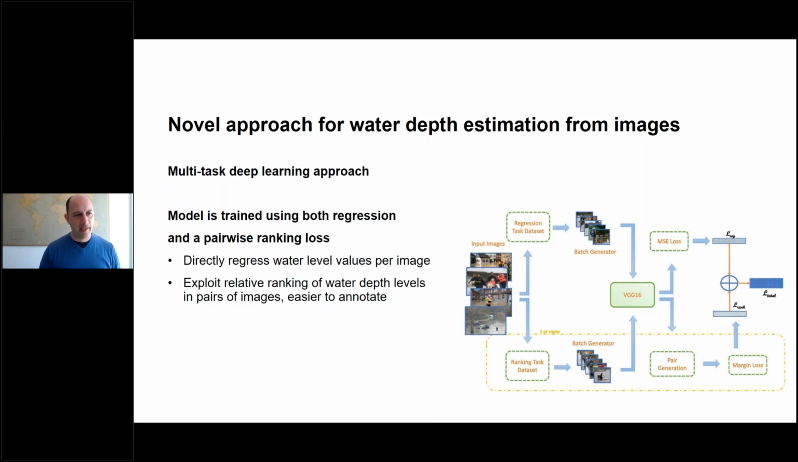When we have the ranking, it's a pairwise ranking loss. We just basically provide to this trained model 2 images, one with less water in the image, one with more water, and then we tell the model which one has more water to help predict the flood depth at the end.